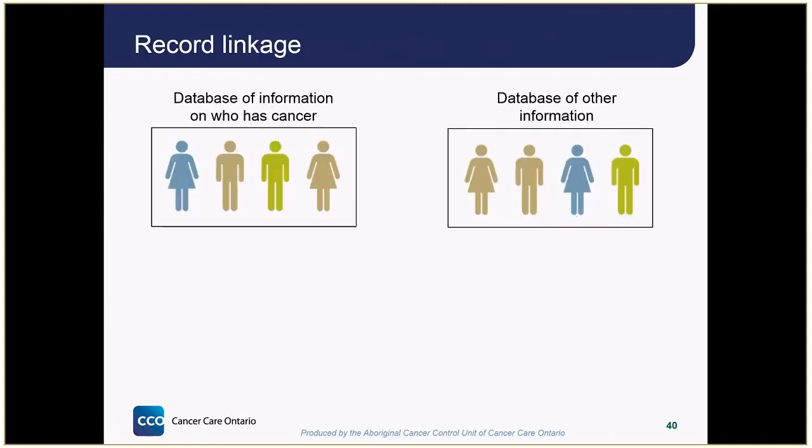One of the ways we fill the OCR's gaps is by using record linkage. Record linkage is when we connect two databases by finding people who have records in both databases. Here's an example of how that works.